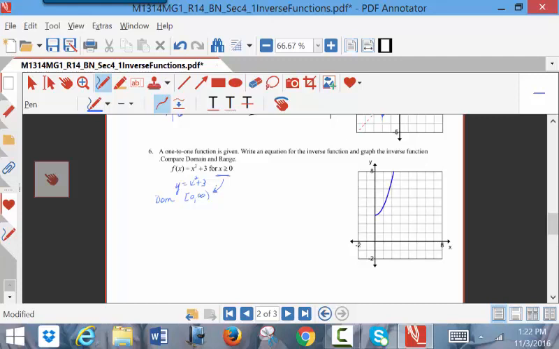So that's the domain. Now the range, because they gave me the graph, I can find the range pretty easily. Remember, this is the point 0, 3. What's the range of this graphed line? My lowest y value is what? 3. So it goes from 3 to infinity. So I'm going to go ahead and start with the given equation and its domain and range.